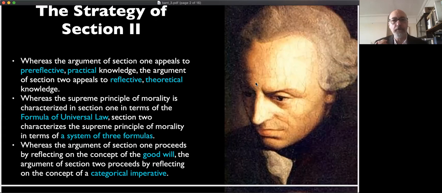Any problem that you might have with a derivation of one of these formulas or with an application of one of these formulas might be due to our as yet incomplete understanding of the supreme principle of morality. Each of the formulas only offers a partial representation of this supreme principle. Now, there's going to be a third difference, and it concerns the argumentative strategy that is pursued. Whereas the argument of section one proceeded by reflecting on the concept of the goodwill, the argument of section two is going to proceed by reflecting on a different concept, the concept of a categorical imperative.